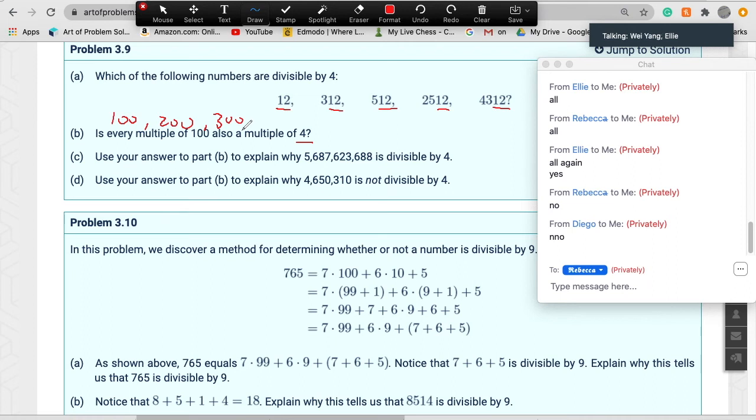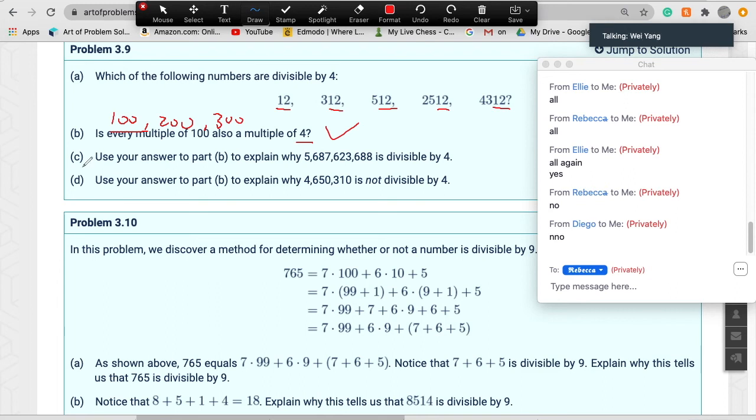Yeah, because 100 is a multiple of 4, right? So then definitely 200, 300 also will be multiples of 4. So this one is true. There you go. No, this one is true. Yes. It's opposite day. Okay.